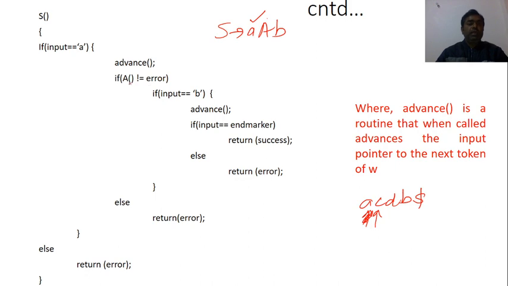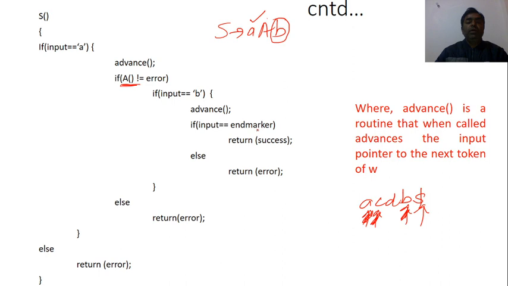We will go to this position. A not equal to error, I know that A is not equal to error. Then we will go to if input equal to B. I am checking here this B. So our input pointer was at D, B. So B is correct now. Advance the input pointer by one position, so it will be at dollar.